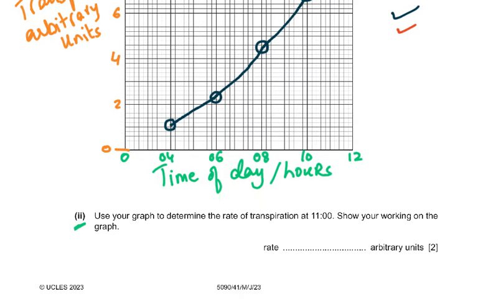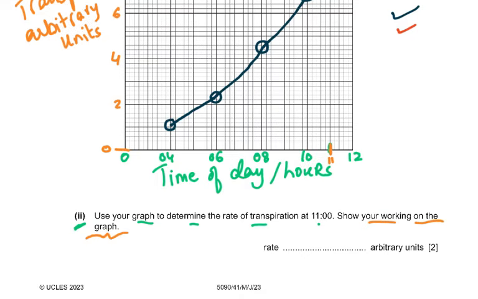Then coming to part 2 of the question: use your graph to determine the rate of transpiration at 1100. Show your working on the graph. Now you know 1100 is somewhere here. Let me use another color so that you're all clear. So this would be 1100 hours. What you have to do is show your working on the graph.